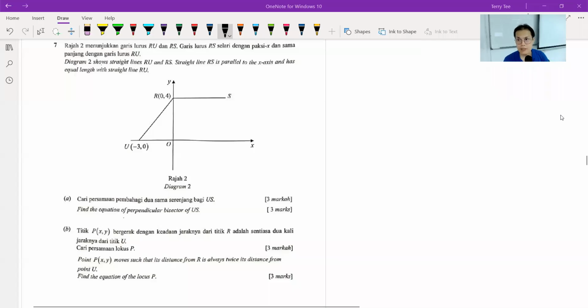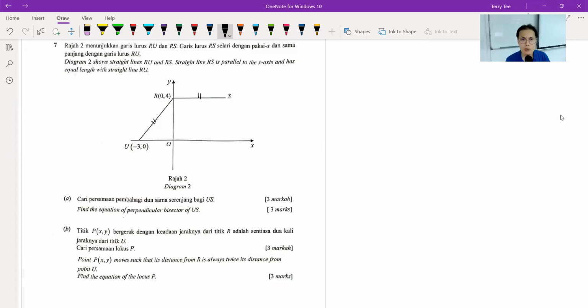Okay, question number 7. This is from the chapter Coordinate Geometry. So the diagram shows straight lines RU and RS. Straight line RS is parallel to the x-axis and has equal length with straight line RU. That means RU and RS are of the same length. So you're supposed to find the equation of the perpendicular bisector of US.